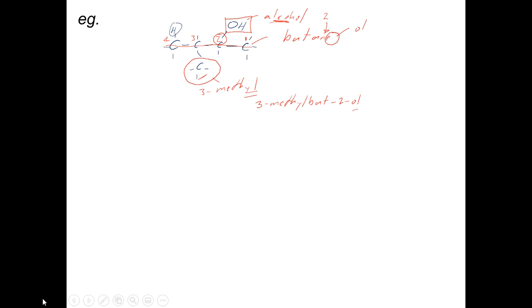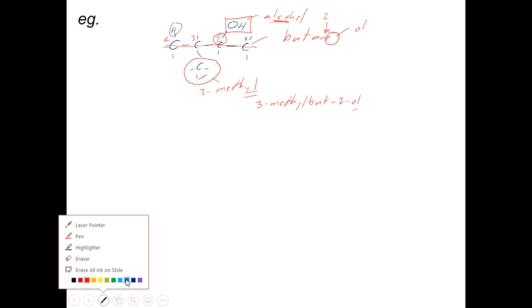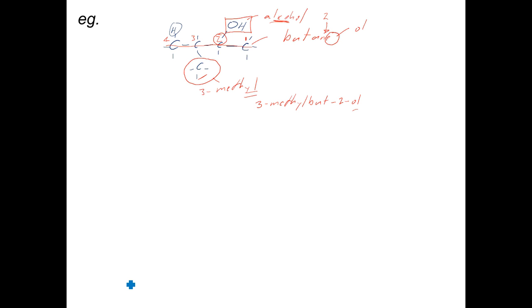Let's make another one a little bit more of a challenge here. So for Science 30, in reality, you're probably not going to get anything this difficult, but just to have a little bit of fun and show you how you can have these different functional groups and different branches in here, let's try this one. All right, let's give this one a try.